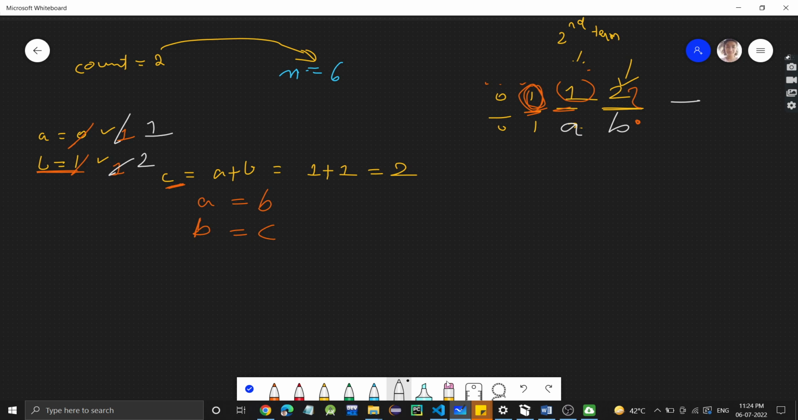Now again we will calculate C. So it will be 2 plus 1, A plus B, right? 2 plus 1, it will be 3. Again we have to update A and B. So this A will become this B and this B will become this C for the next one. So again we will calculate 2 plus 3, which is 5. So 5 will come here.